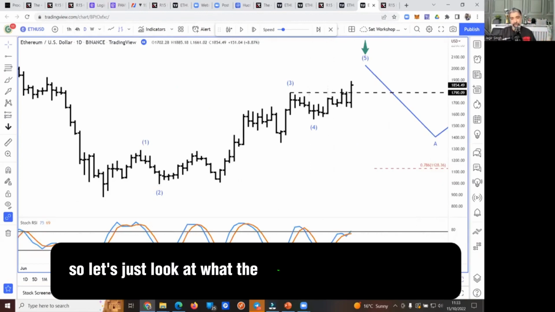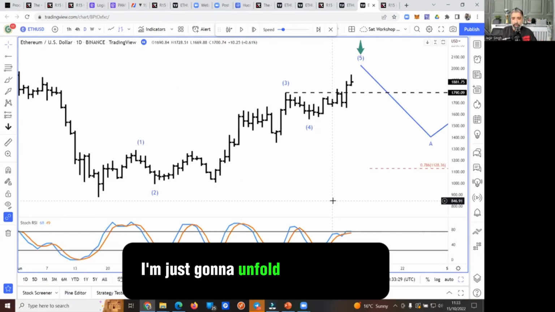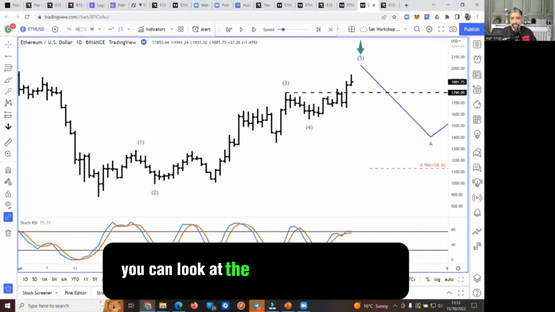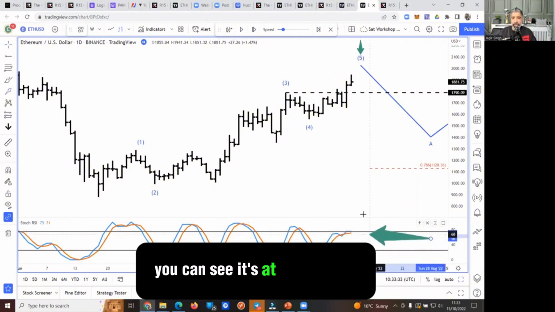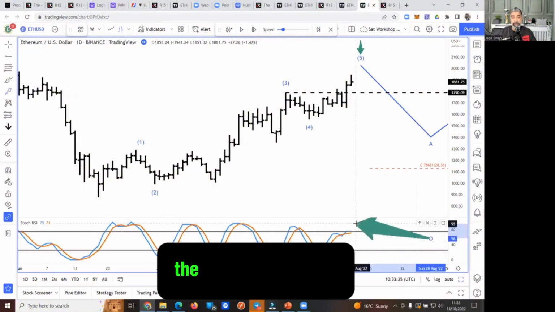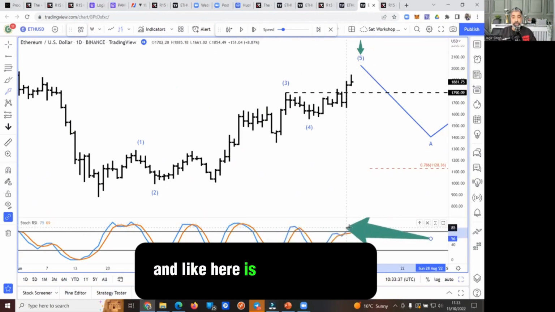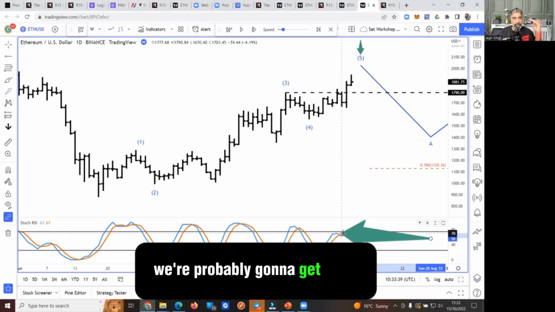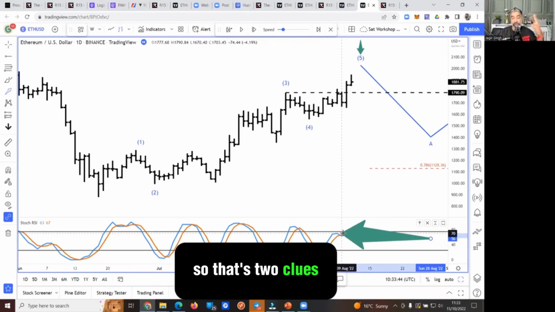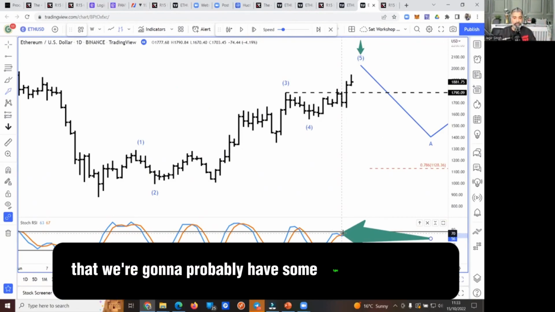So let's just look at what the daily momentum was doing. I'm just going to unfold one more bar. You can look at the momentum over here. You can see it's at the top part. So we go, okay, the momentum like here and like here is also indicating we're probably going to get a top. So we've got pattern and momentum indicating a top. So that's 2 clues, 2 big clues that we're going to probably have some type of top.